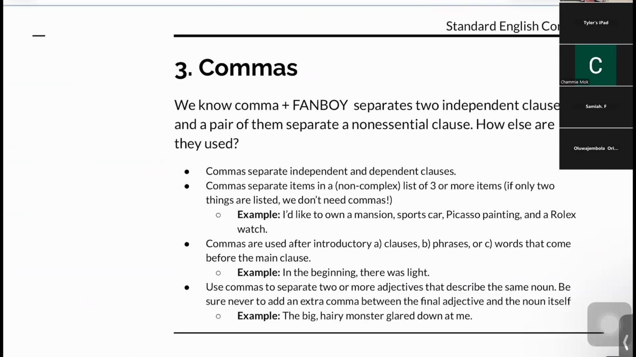So, commas. We talked a little bit about purposes that they serve. For example, we talked about this comma and FANBOYS idea, right? When you have two independent clauses side by side and you want to connect them in a grammatically correct way, you can connect them using a comma and a conjunction. What's a conjunction? A conjunction is one of these words: for, and, nor, but, or, yet, and so. So that's one way that you can use a comma. And we also know that they can be used to separate a non-essential clause, a clause that is surrounded by a pair of commas.